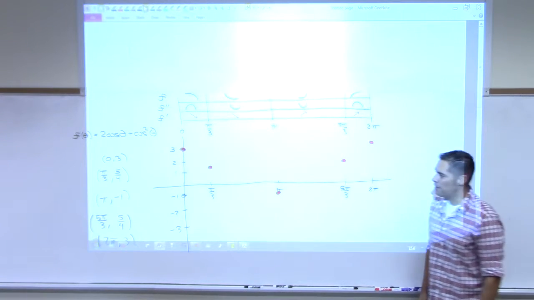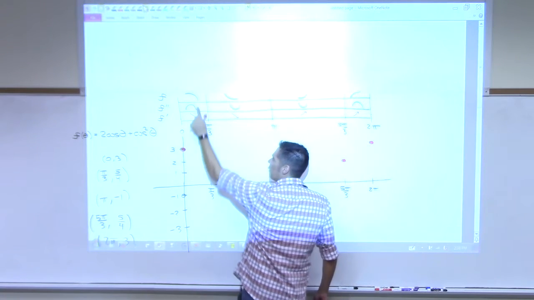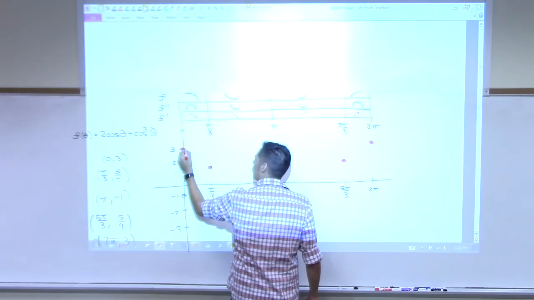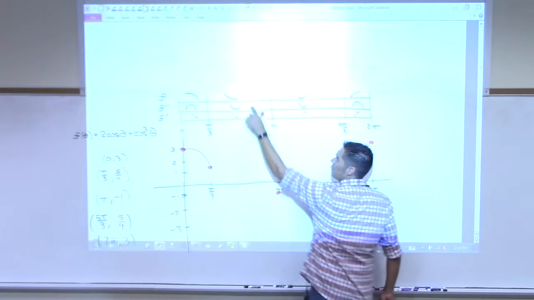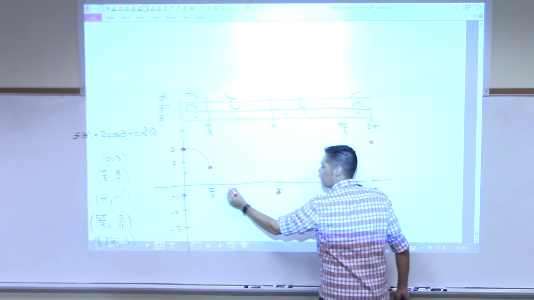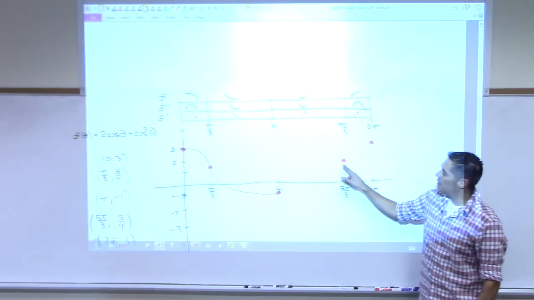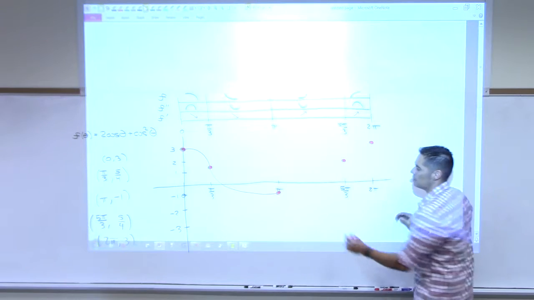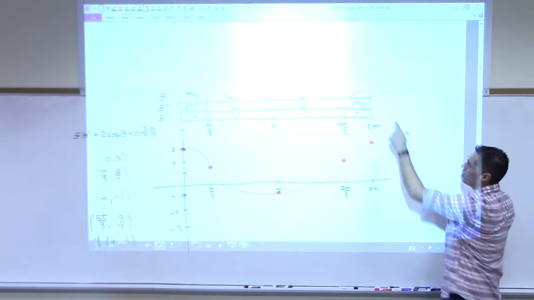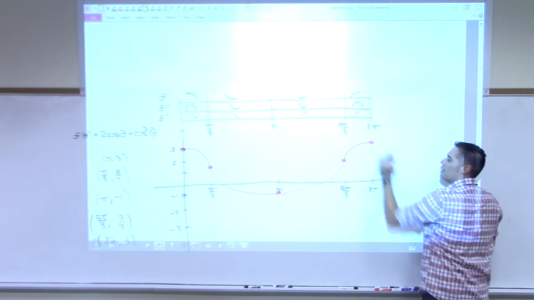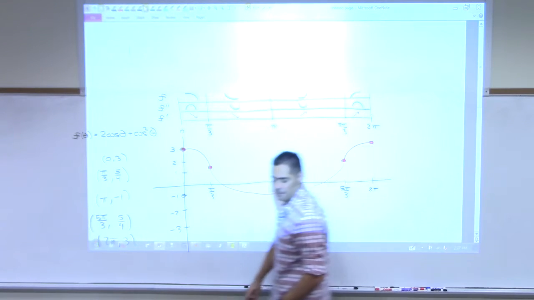And now it's time to put it all together. We're almost done. I've got to look between this point and this point. I must look like this. So there we go. Between here and here, I need to look like this. Between here and here, I need to look like that. And between here and here, I need to look like that. That is a lot of work for that.